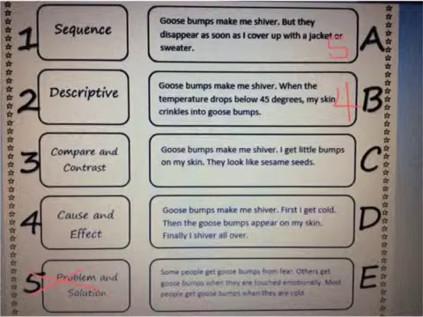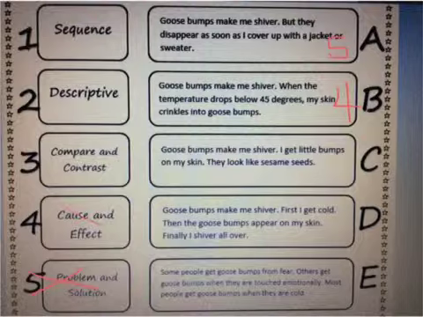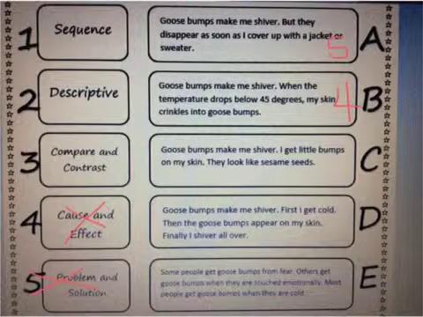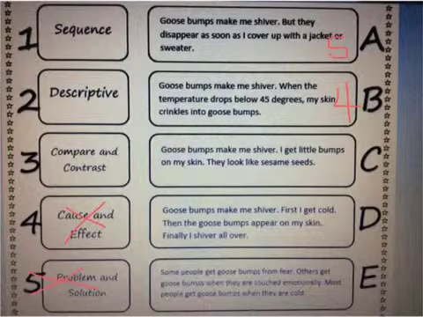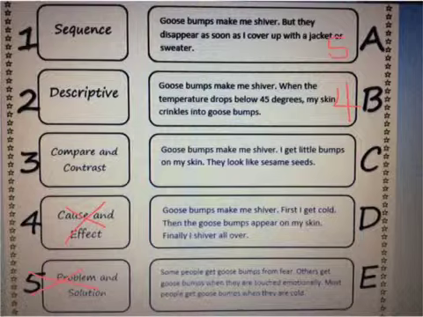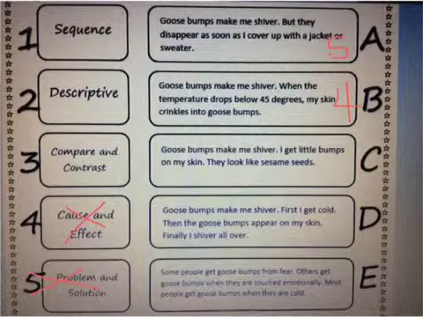Moving on to C. Goosebumps make me shiver. I get little bumps on my skin. They look like sesame seeds. Okay, that sounds like descriptive, because it's describing what the goosebumps look like. So C is 2.